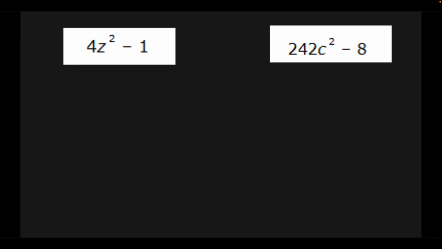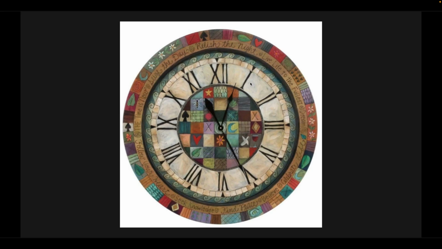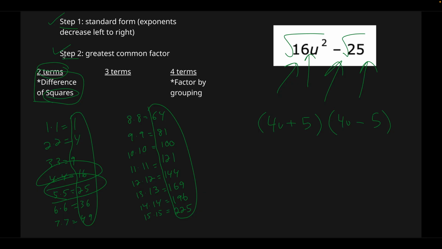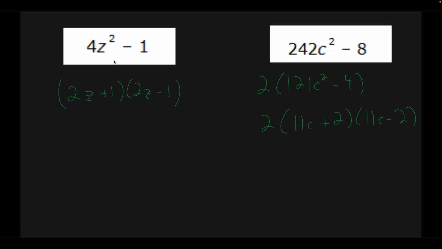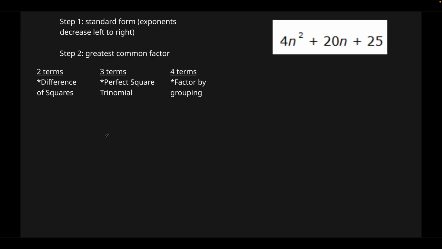Okay, now that you've had time to work these problems, let's check your solutions. For the first problem, you should have gotten 2z plus 1, 2z minus 1. And for the second problem, hopefully we realize that, remember, back on this slide, step 2 is to check for a greatest common factor. So hopefully you realized, oh, I can factor out a 2, and then it's a difference of squares, and there's our final answer.